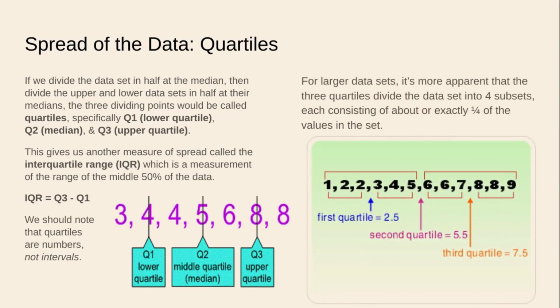All right, so for larger sets, it's more apparent that the three quartiles divide the data set into 4 subsets, each consisting of about or exactly 1/4 of the data set. For example, a data set of size 12, in order to find the second quartile or the median, you would find the mean of these two values, that's 5.5, and then you would look to the left over here, and you would need to find the mean of two numbers, and that's your first quartile. And then to the right, you would find your third quartile, which is the median of these two numbers.